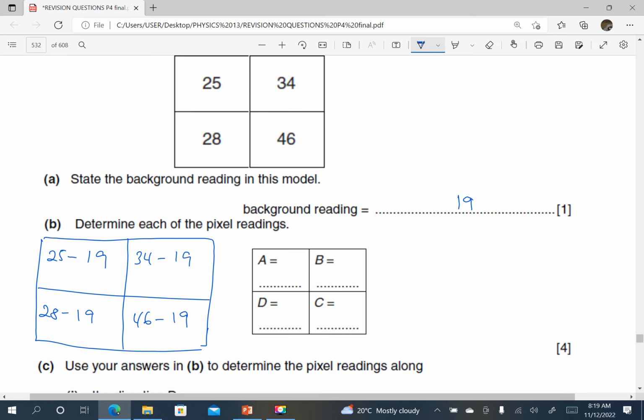Then I take allowance of the fact that more than one view was taken, and that is there are 3 more views which were taken. So I divide this by 3, divide by 3, divide by 3, divide by 3. So you can check your calculator. 25 minus 19, divide by 3, 34 minus 19, divide by 3, 28 minus 19, divide by 3, 46 minus 19, divide by 3.